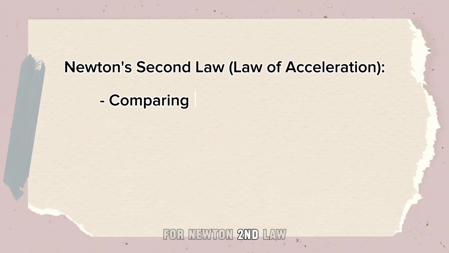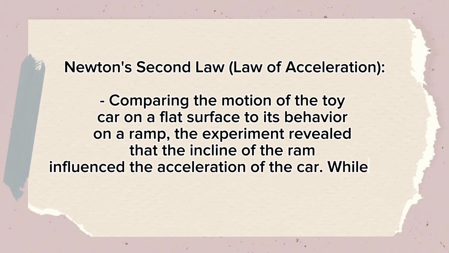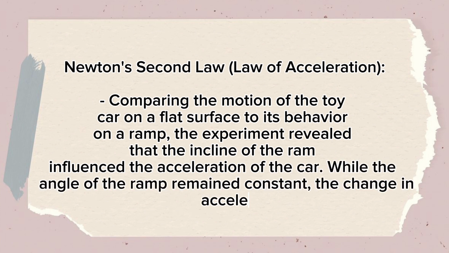For Newton's second law, comparing the motion of the toy car on a flat surface to its behavior on a ramp, the experiment revealed that the incline of the ramp influenced the acceleration of the car. While the angle of the ramp remained constant, the change in acceleration provided insight into the relationship between force and acceleration, reinforcing Newton's second law of F equals ma.